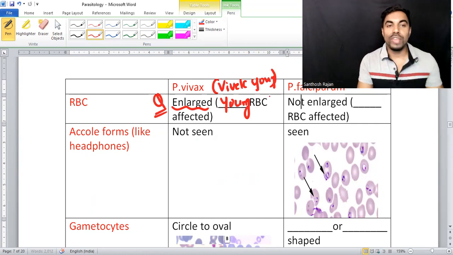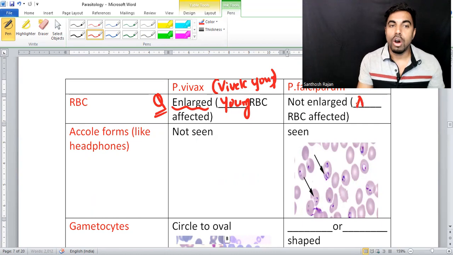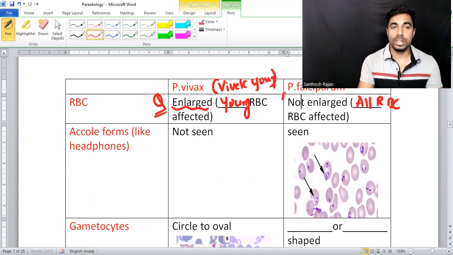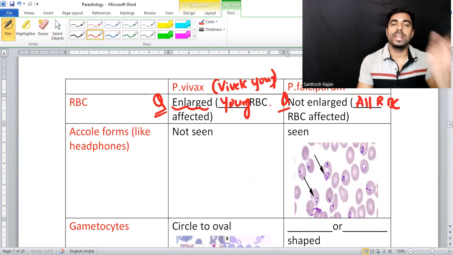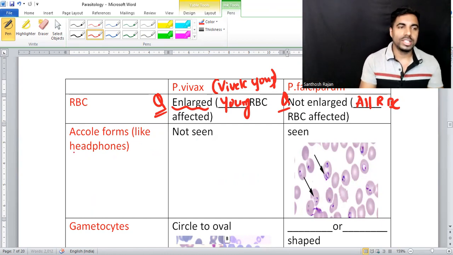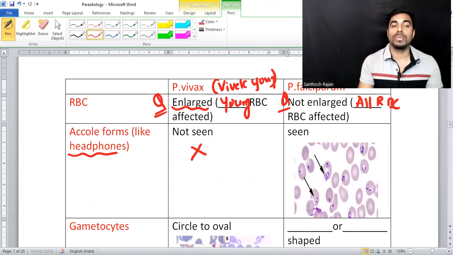He's young. But falciparum is not like that because it affects all RBCs. All RBCs are affected. That's why it is dangerous and severe. Remember this important point. Don't forget, Vivax is a good guy, but falciparum is a bad guy. It affects all RBCs. Vivax affects only young RBCs and young girls, Shapna and Duffy. Now, accole forms are like headphone forms, which are not present in your vivax, but you see them in falciparum. That's the question.